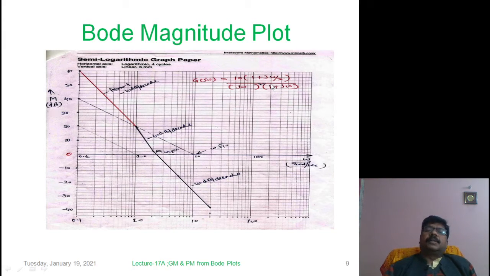After this, for the next decade from 2 radian per second, since this is the zero, that will contribute plus 20 dB. So the slope will be minus 60 dB plus 20 dB, which means minus 40 dB per decade. So at omega equal to 1 this will have a 0, and at this point omega equal to root 10. So this is the Bode magnitude plot.